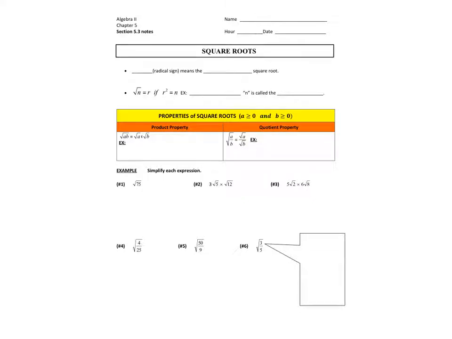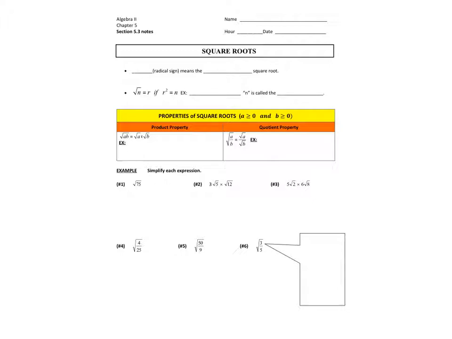All right, section 5.3, we start into square roots. Just a reminder, when we're doing square roots, it'll be really handy to have out your perfect square chart, or you can look up the perfect squares online. It'd just be handy to see all those numbers in front of you when we're doing these.